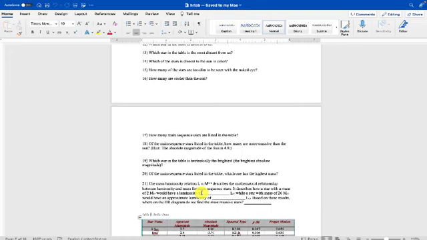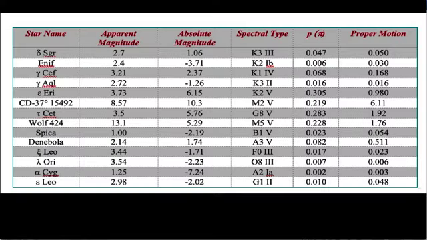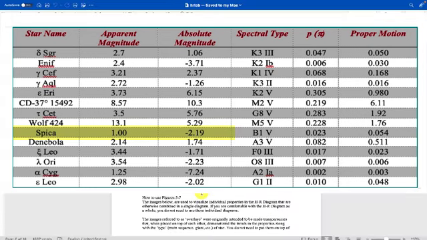We are then asked to identify the highest mass main sequence star. To do this, we look for the highest absolute magnitude of the main sequence stars in the table. We find Spica at a magnitude of minus 2.19, our most negative magnitude.